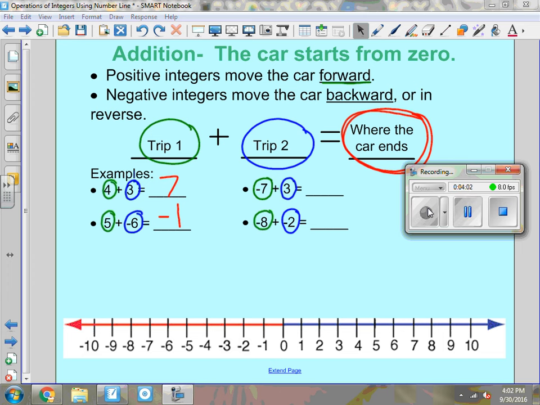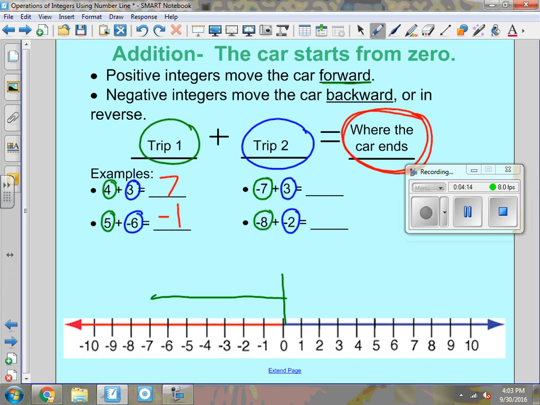Alright, let's look at our next example. Now I've got a negative 7 and I'm adding a 3. For that first trip, I've got a negative number. Remember, that moves my car backwards, starting at 0. I'm going to go back 7 spaces, 7 units. End of my first trip. And for my second trip, I'm going to go forwards 3 spaces. 1, 2, 3. And then that's the end of my second trip. I'm ending at negative 4, so negative 4 is my answer.